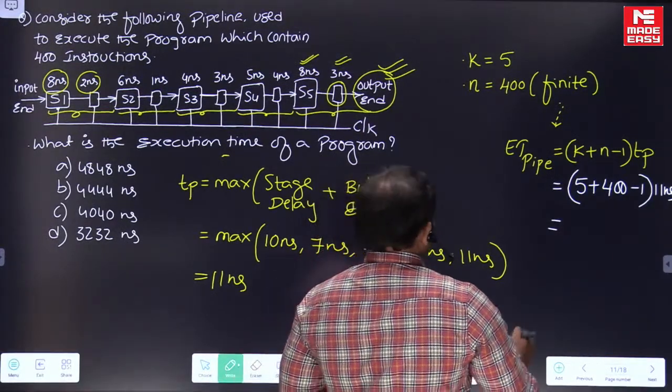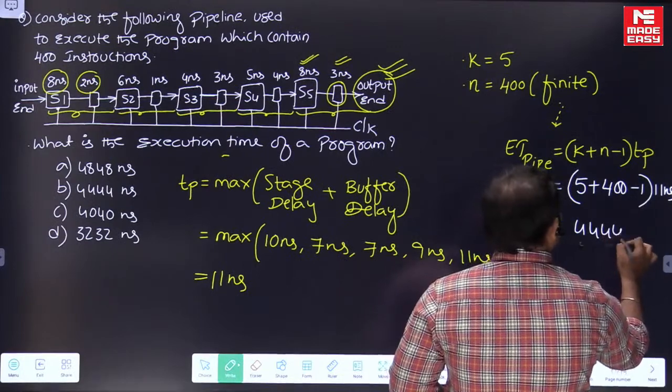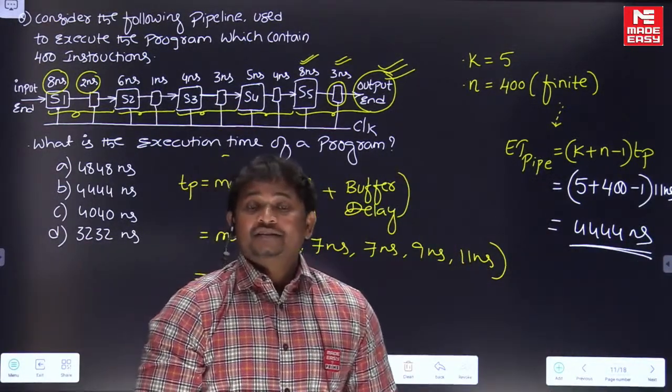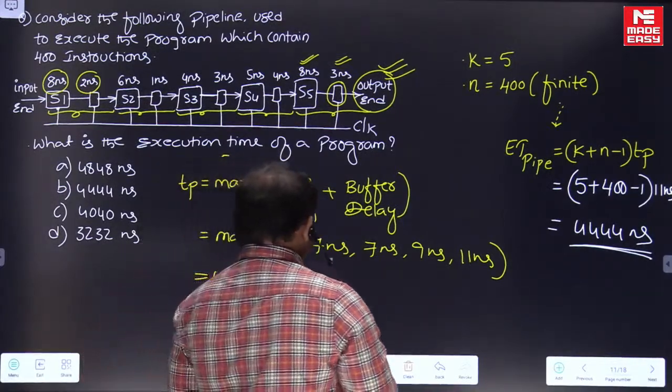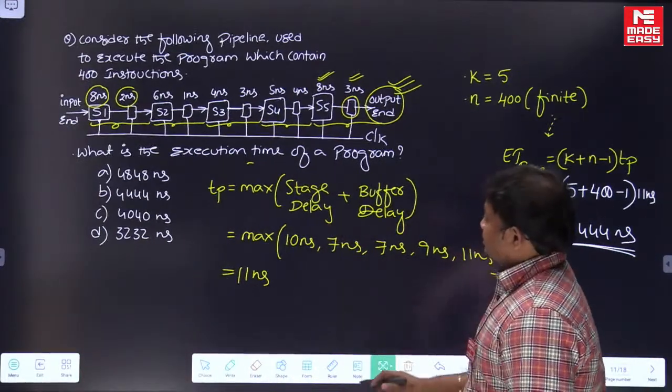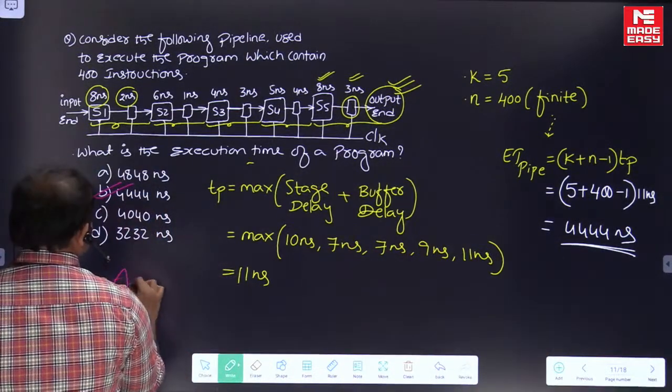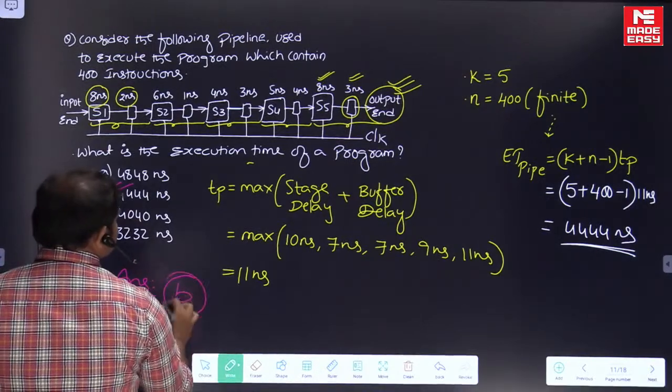Answer please. 4444 nanoseconds. This is the answer. 4444 nanoseconds. Okay. Now go to the option. Select the answer. What is the answer? B is the right answer. All students are given the right answer.